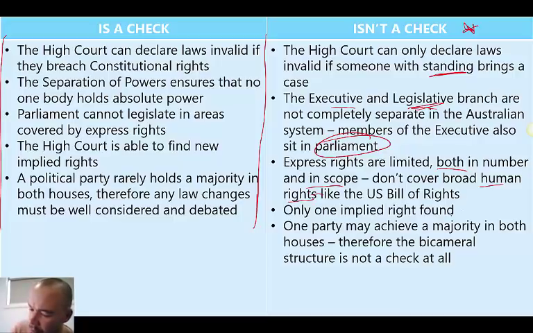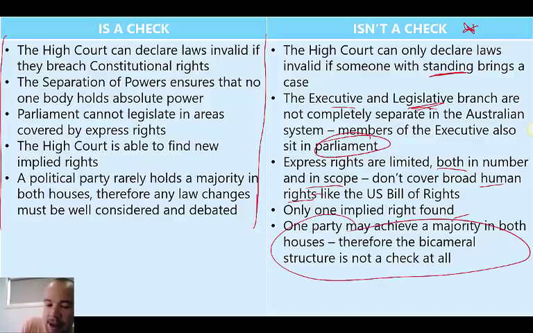There's only one implied right. And it is possible, even though it's rare, that one party could achieve a majority in both houses, like Howard in 2004 with the Work Choices laws. And then the bicameral structure is not a check at all, if you've got a majority in both houses.